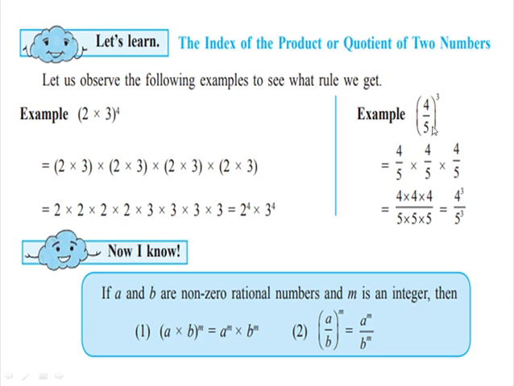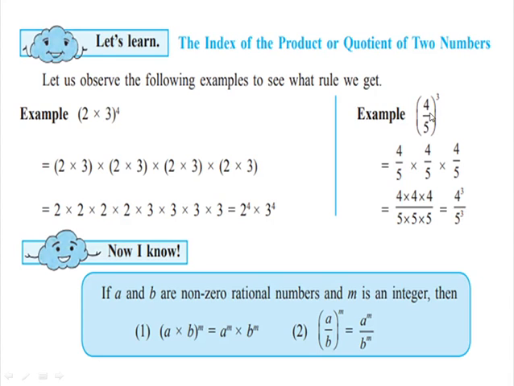Now next example of division we will see. Here 4 upon 5 whole raised to 3. Here the quotient, the index is 3. So we will take the base 3 times or we will multiply the base 3 times. That is 4 upon 5 multiplied by 4 upon 5 multiplied by 4 upon 5. Now here if you look at this product, here 4 is multiplied 3 times in the numerator and 5 is multiplied 3 times in the denominator. Now 4 multiplied 3 times in the numerator, it means 4 raised to the power 3. 5 multiplied 3 times in the denominator means 5 to the power 3.